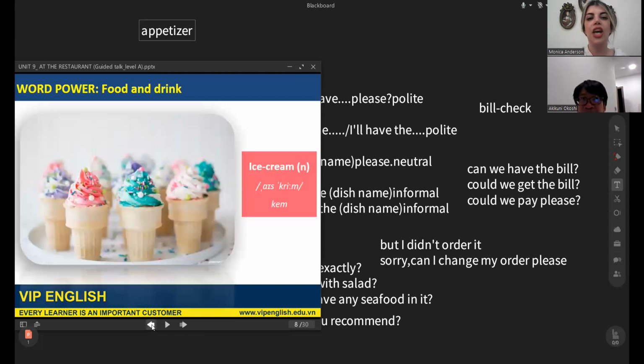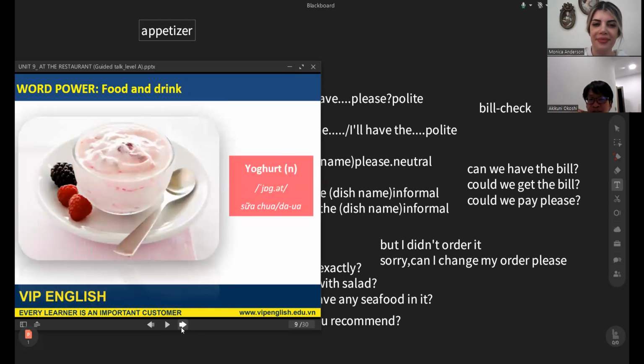Which one is more important, maybe: the appetizer, main course, or dessert? Which one is the most important meal dish? Yes, it's maybe the main dish. Main dish, of course. Main course.